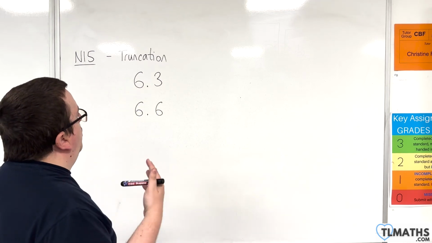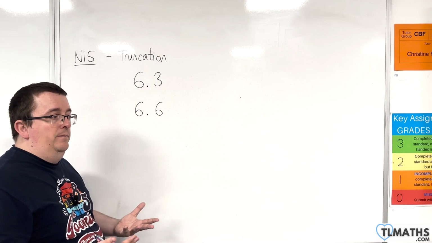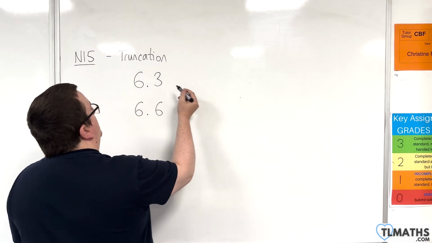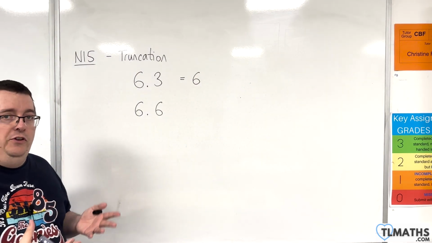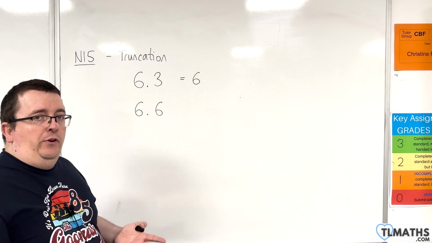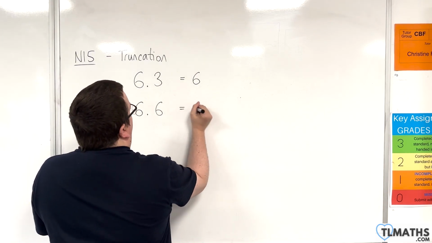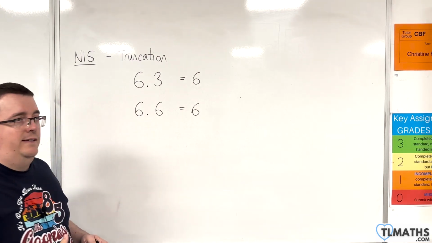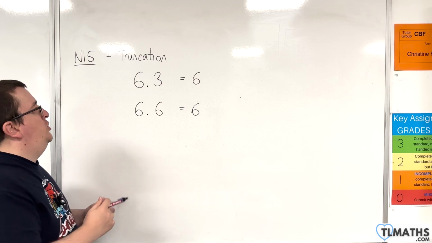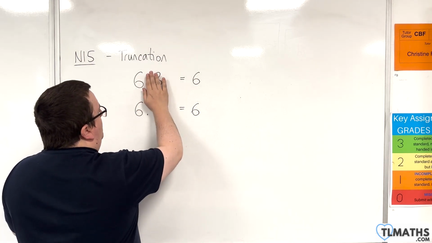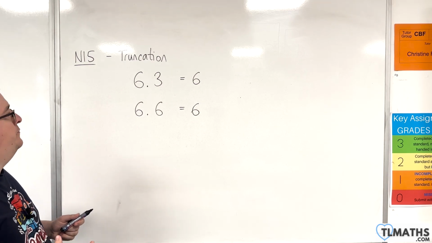If, for example, you wanted to truncate these two numbers to the nearest whole number, well, what that does is it just removes the decimal part. So 6.3 would be 6 truncated to the nearest whole number, and 6.6 would also be 6 truncated to the nearest whole number. So essentially it just removes that portion away and forces you to round down.